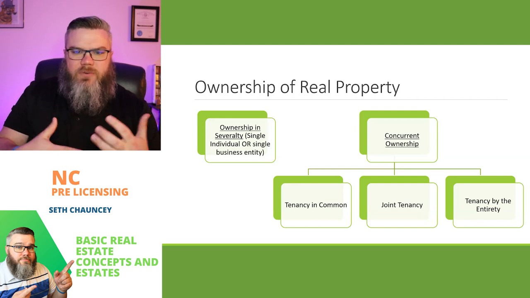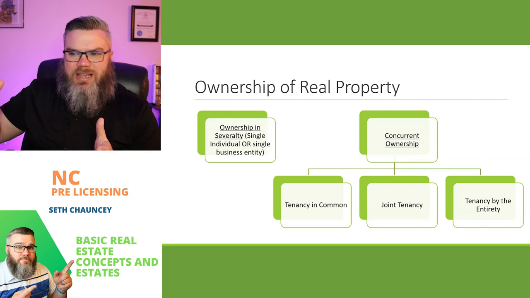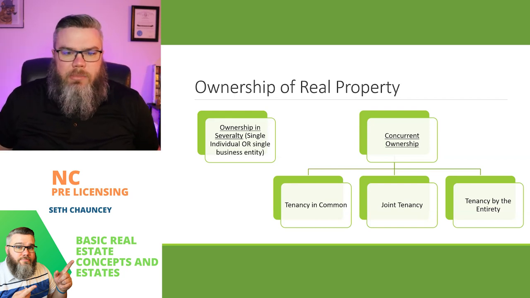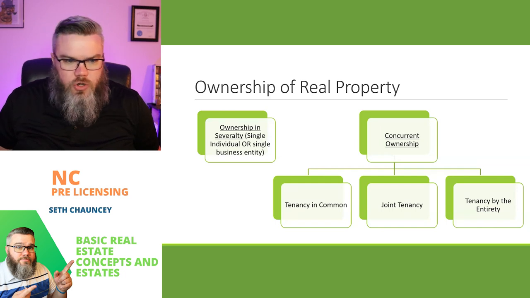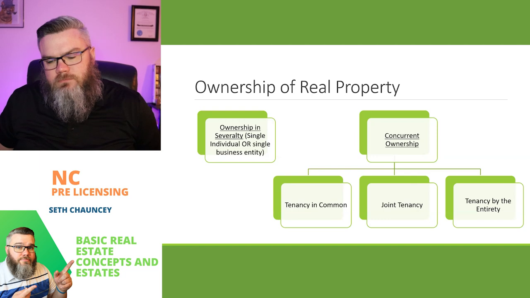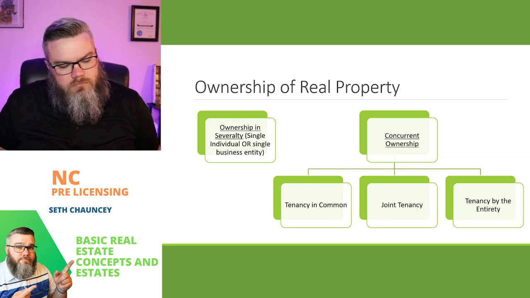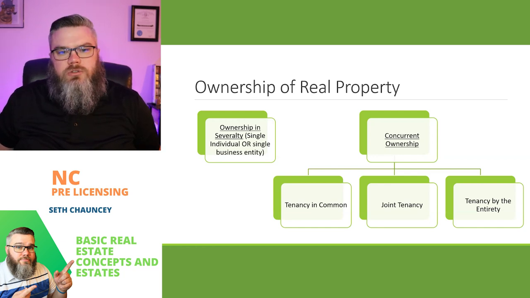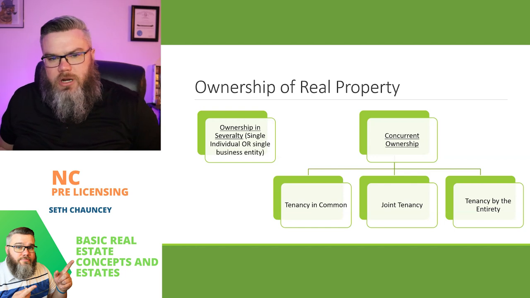As you've kind of figured out, a lot of these estates and concurrent ownership questions, the test is going to ask about whether you can will it, what you can do with it, what you can't do with it. That's how all these questions are going to go. So tenancy in common doesn't have to be equal shares. It's just multiple owners. If somebody dies, they can will their share. They can sell their share. They can do whatever they want.